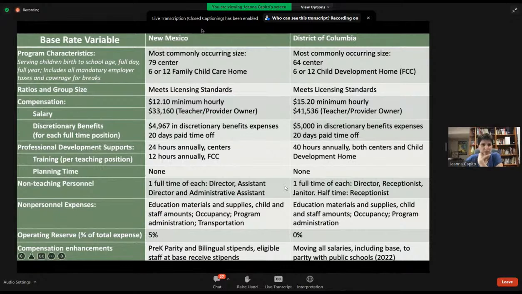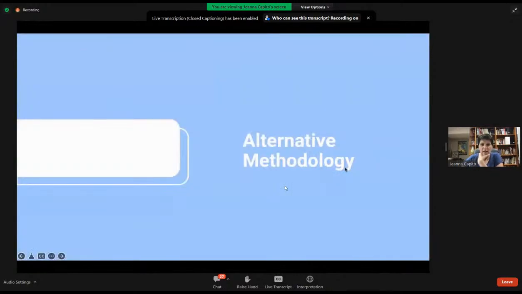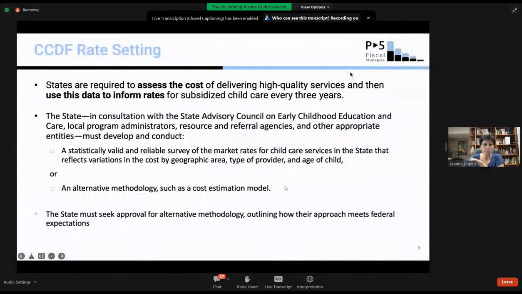But what we thought would be helpful is to give a little bit more coverage of the concept of alternative methodology. Most of these probably won't be new slides either, because they were presented in the early days when we talked about why cost model, to help support an understanding of the fact that this is allowed as part of how you can set rates. This is direct information from the Child Care and Development Fund, CCDF, abbreviated on the slide, the regulations or guidance to states.